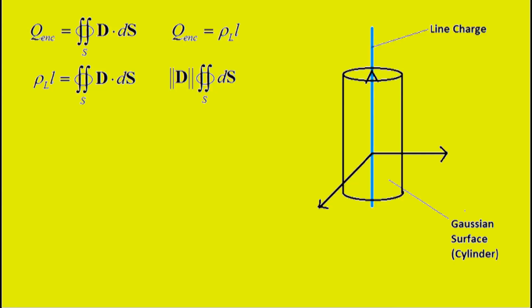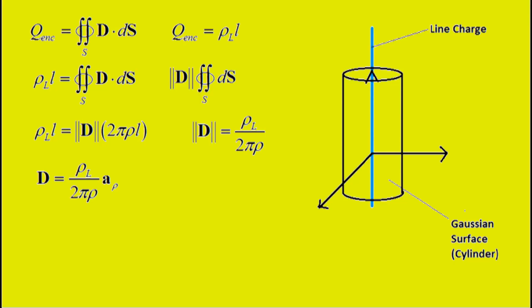This means that D dot dS is 0. The sides of the cylinder will always be parallel with the electric field, so D dot dS is simply D dS. Remember that when we look at surfaces, we look at their normal vectors. So we can now pull the D out of the integral and evaluate it, then solve for D. Since the field will only have a radial direction, we know that the unit vector is a sub rho. From here, we can rewrite D and solve for E.